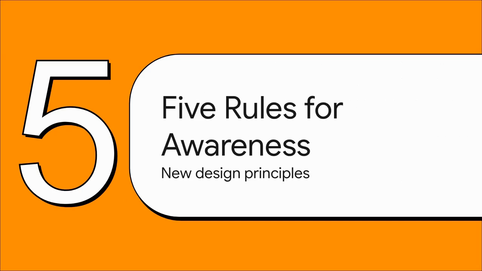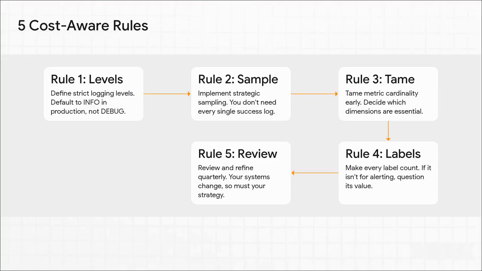So, how do you make this kind of success repeatable? How do you make sure it sticks? That brings us to our final section, the 5 fundamental rules for cost-aware observability. Think of these as new design principles that you should build into your architecture from day one. All right, let's walk through them. Rule number 1, define strict logging levels. Your default in production should be info, never debug.